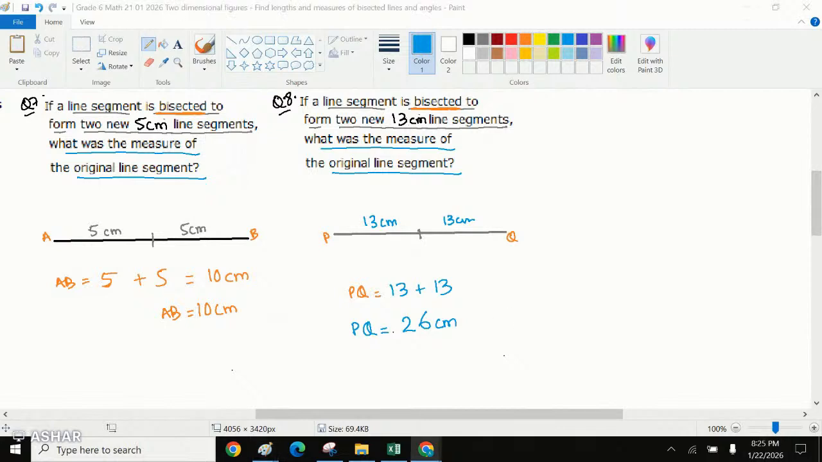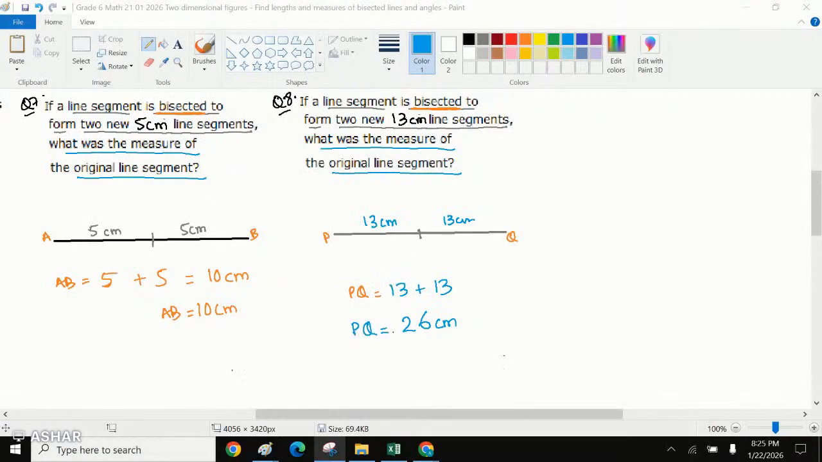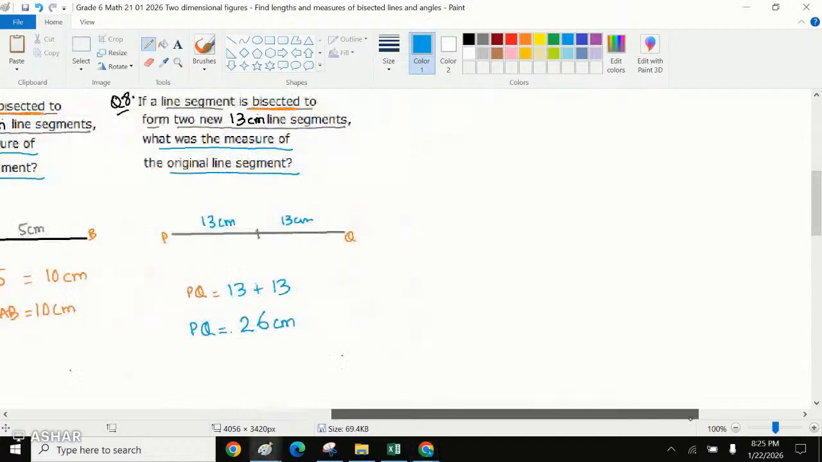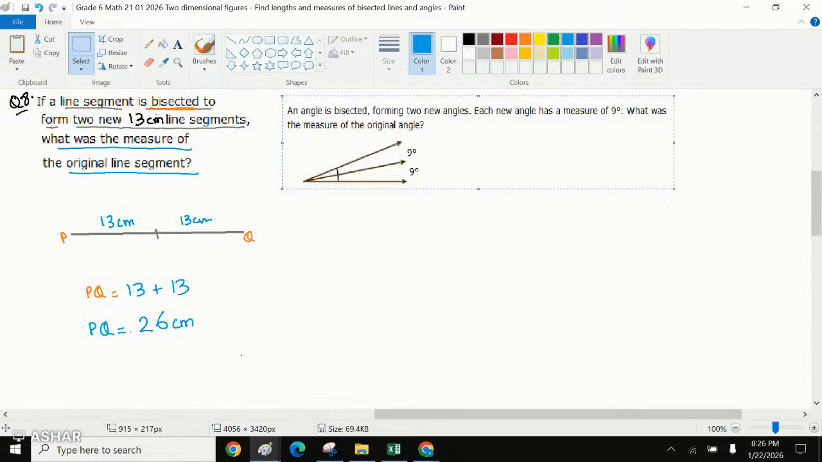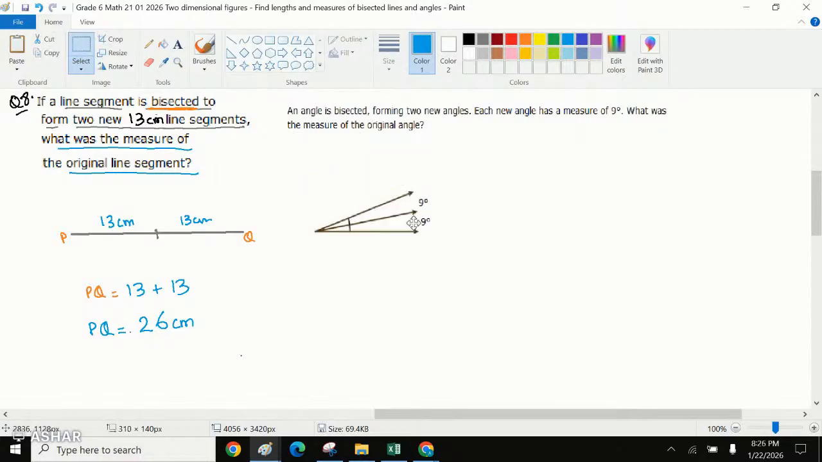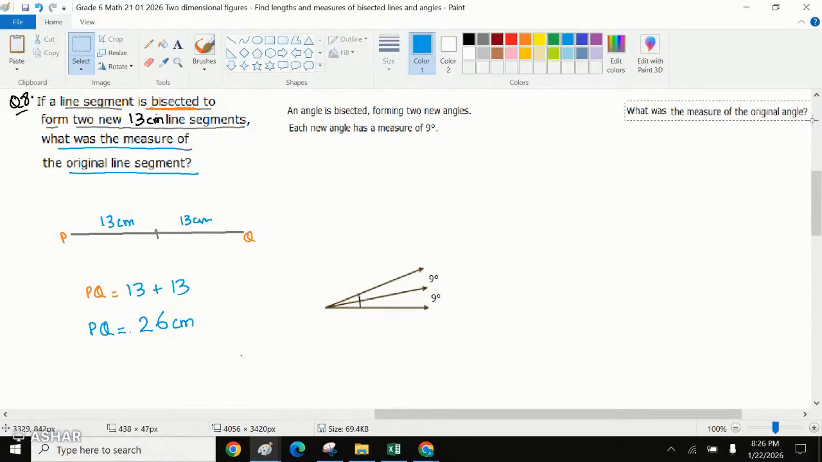The next question we have is an angle bisector. Let me just copy this statement: an angle is bisected forming two angles. Let me copy this and I'll edit it. For question number 9, this is a statement that is given to us. Let me just redraw this. Each new angle has a measure of 9. What was the measure of the original angle?